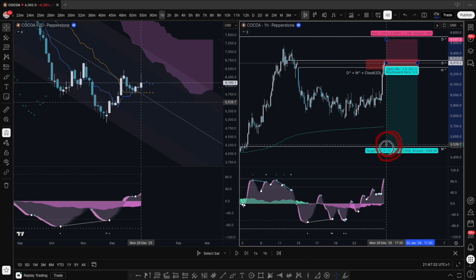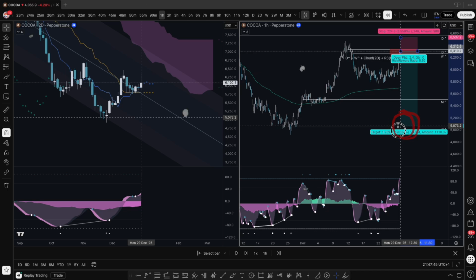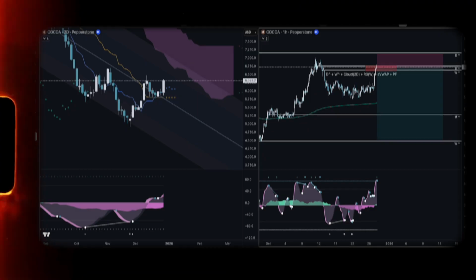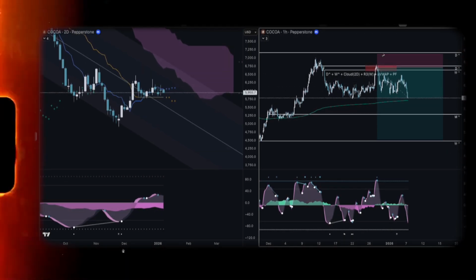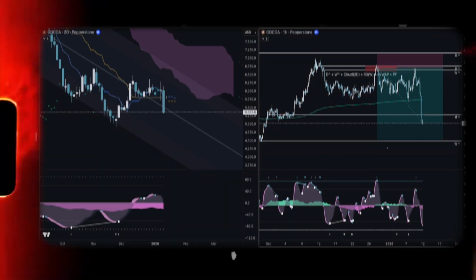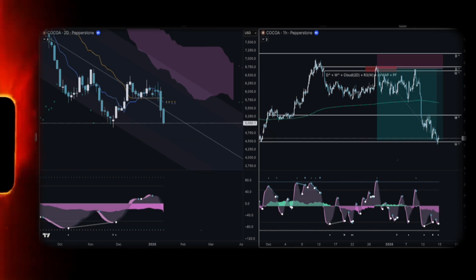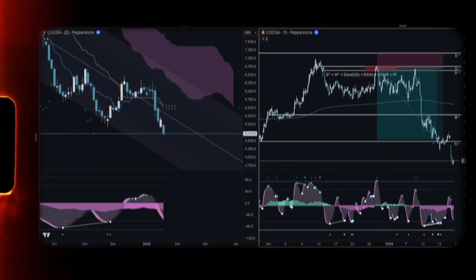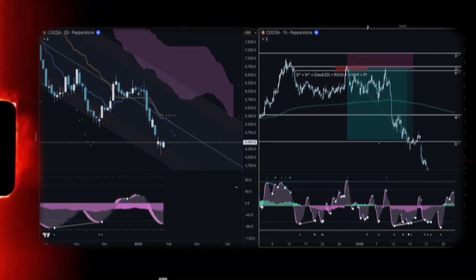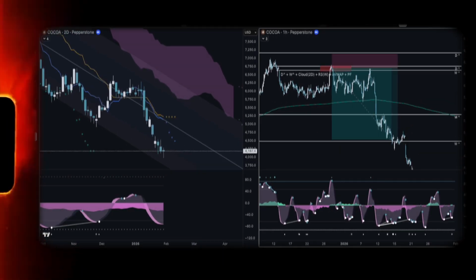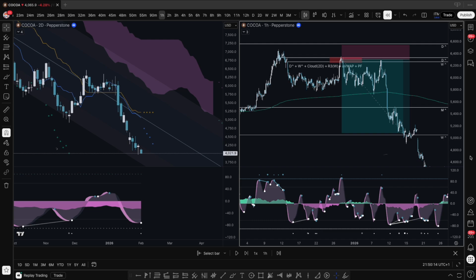I would target this level as a TP1 and this one as a TP2. Okay, so we can see our trade played out exactly as we expected.